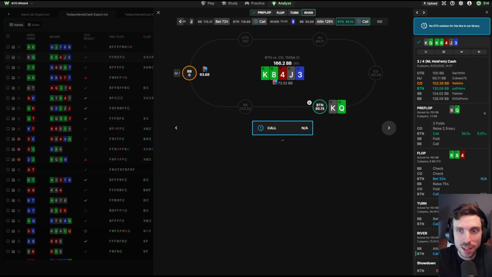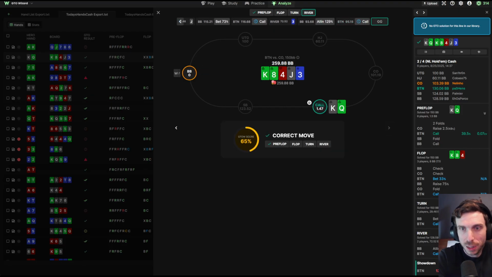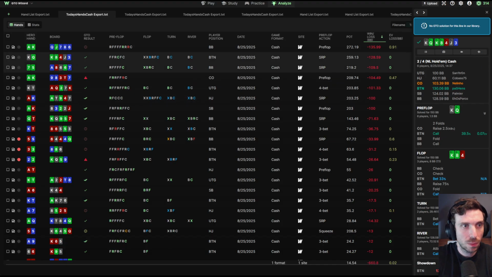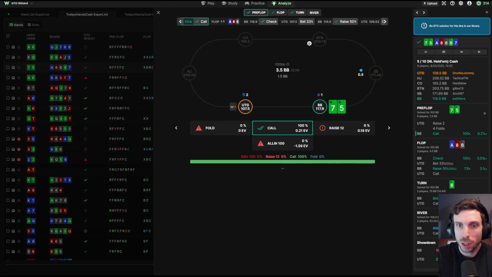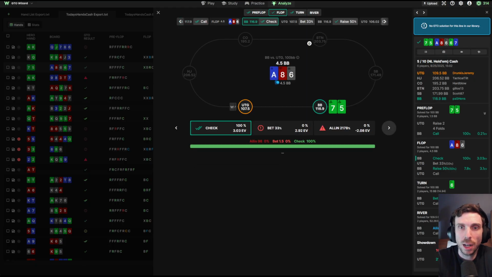Hopefully villain has some kind of bluff here that they can find. And yeah, not bad. So let's look at another big pot that we played. This one was actually really interesting as well. So big blind versus under the gun. I defend, ace-8-6 board.